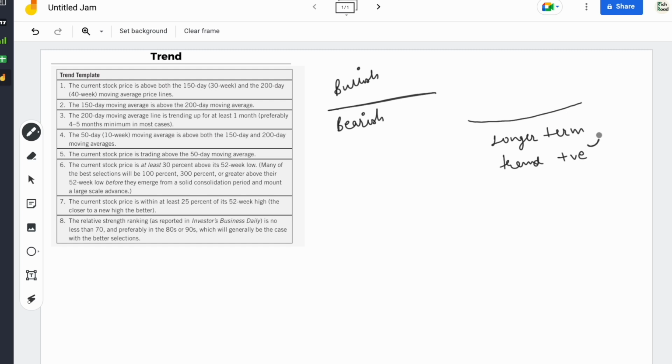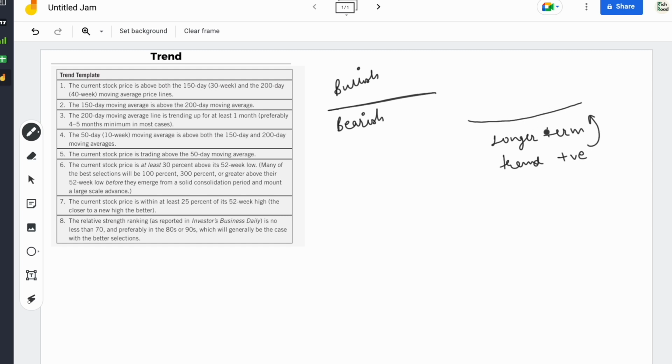Now, if this is the condition, then generally what you will see is your price is above the 200-day moving average. You will see it in most of the cases. Which means, the first point, you can even ignore that, because if you are looking for this, in most cases you will automatically get the price above its 200-day moving average. This is important.